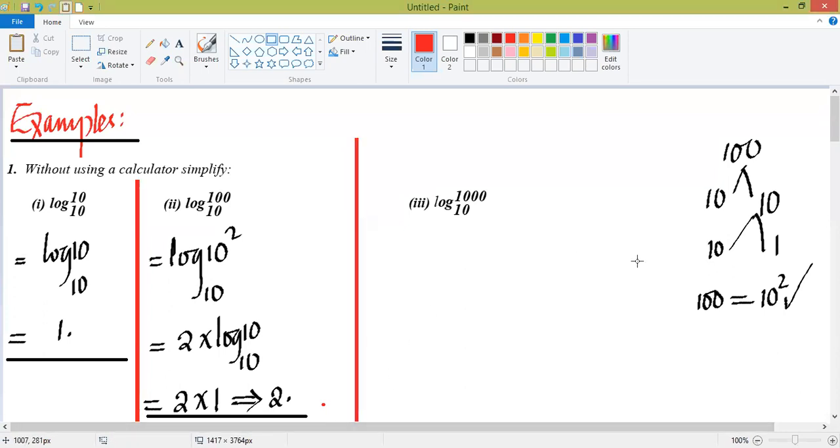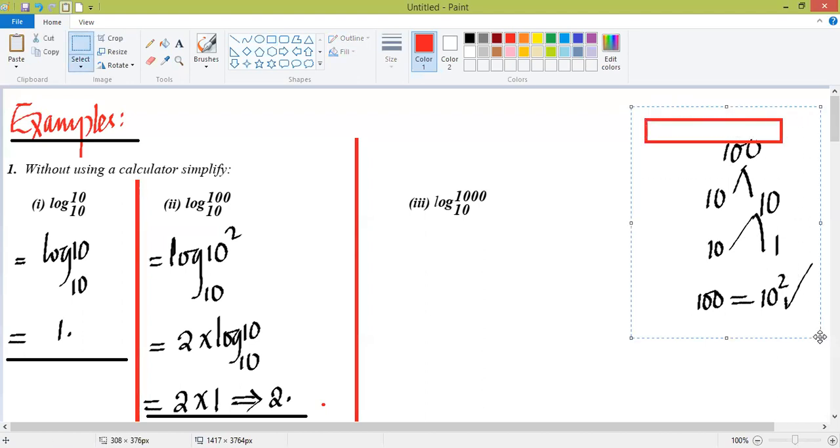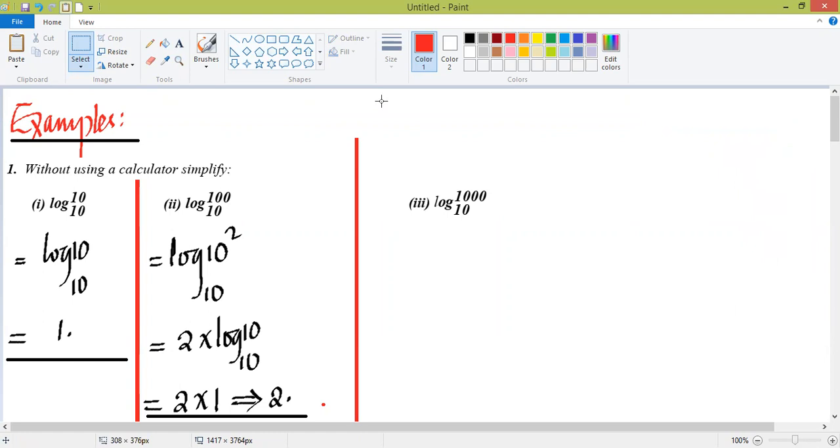So log of 1,000, what will we say? What should it be? Who is ready to explain the log of 1,000? Who is ready? Yonan? You can raise up your hand when you wish to submit. Yes, Benjamin Isaac, you can unmute.